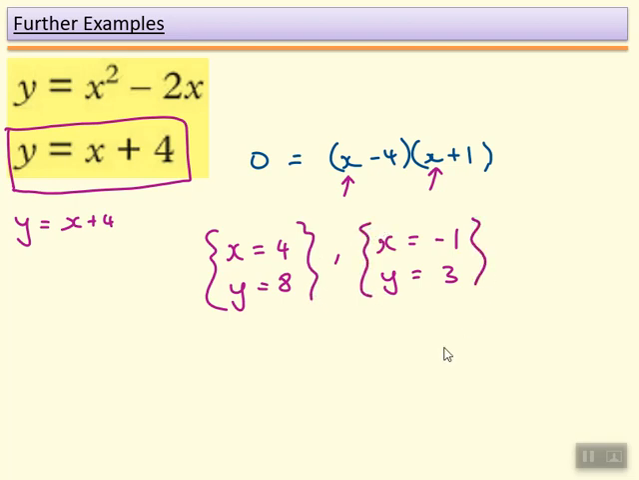Sorry for the crazy brackets, but really you should write them in order. x equals 4, comma, y equals 8, and x equals minus 1, comma, y equals 3. So this is the way it really should be written, or above each other. But they're the two values for this equation.